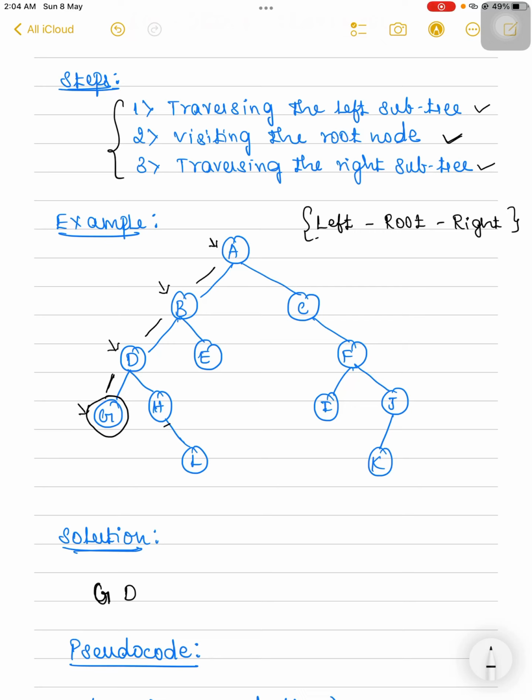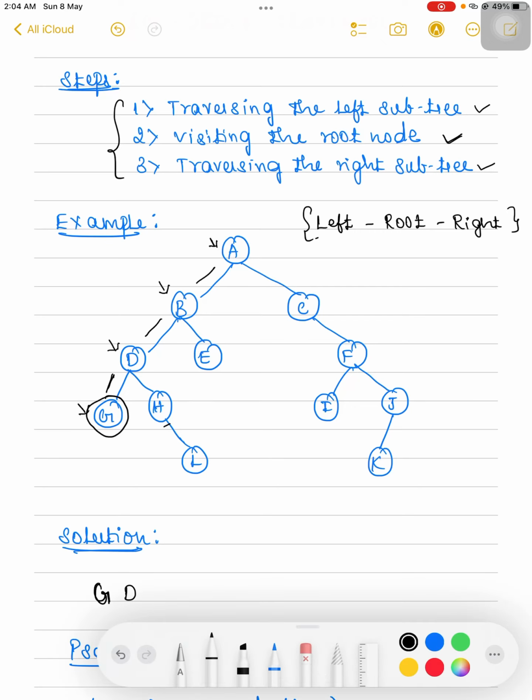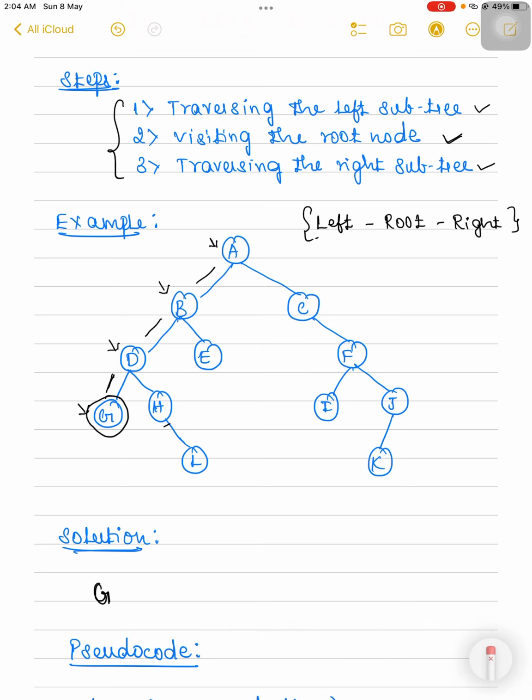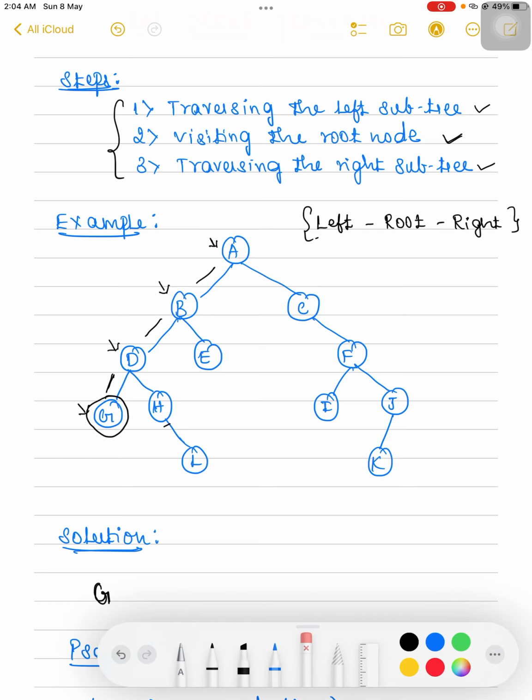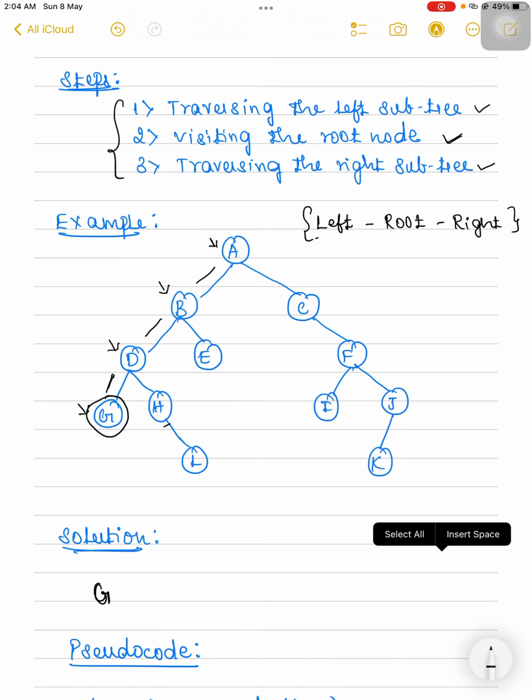After visiting the node G, G is the left node. Once visiting the left node is over, it is supposed to move to the root node. When we check the root node, the node D is there, so the node D will be visited after visiting the node G. That is root node, left node, and this is root node. After visiting the root node, it has to visit the right node.